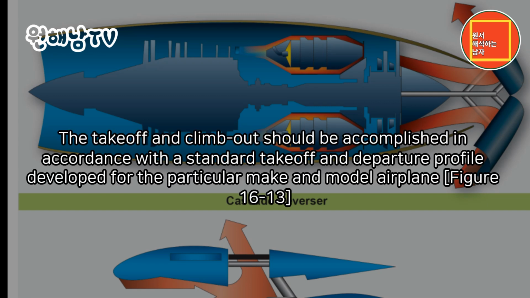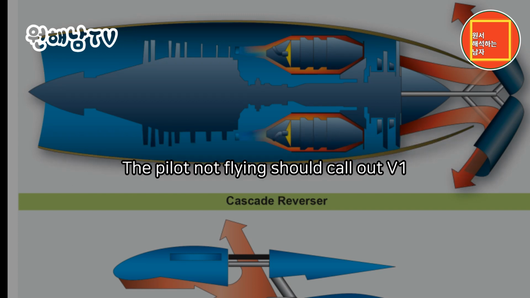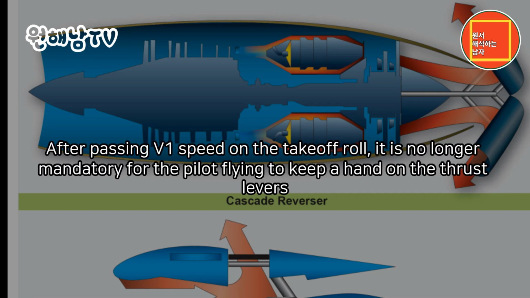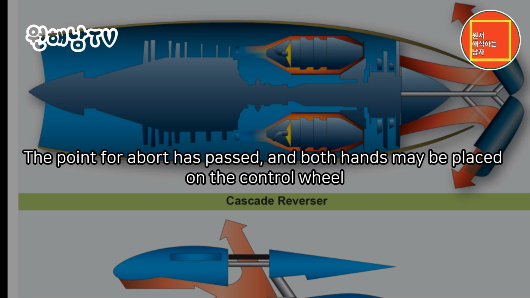The takeoff and climb out should be accomplished in accordance with a standard takeoff and departure profile developed for the particular make and model airplane. Figure 16-13. The pilot not flying should call out V1. After passing V1 speed on the takeoff roll, it is no longer mandatory for the pilot flying to keep a hand on the thrust levers. The point for abort has passed, and both hands may be placed on the control wheel.